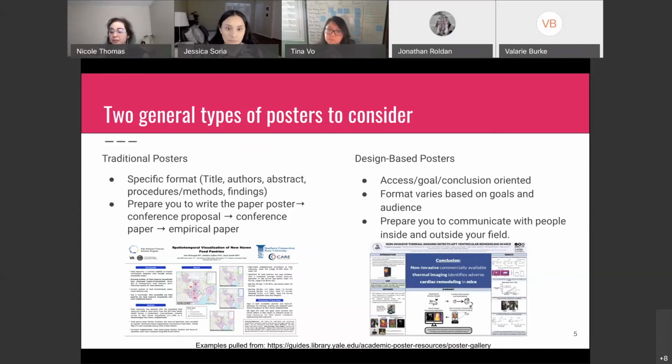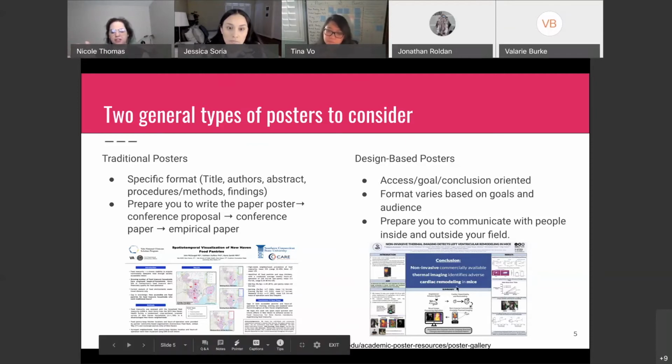I like design-based posters because they center your conclusion right in the middle. So if you're walking through a crowded convention hall and you're looking around at all the posters, you get to see right away that this conclusion is non-invasive, commercially available thermal imaging identifies adverse cardiac remodeling in mice. It's easy to understand, it's very clear, and if someone's interested in those findings and how someone got to those findings, they could go in, look at this poster, look at the diagram here, the different figures, they have photos, and you could read more about it.